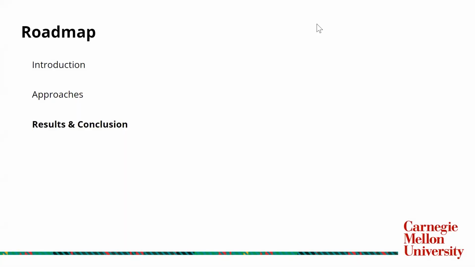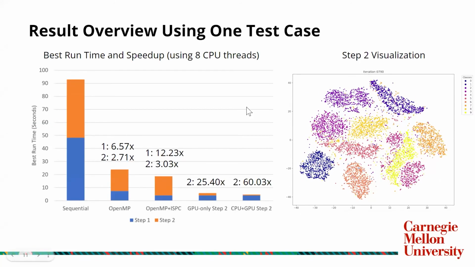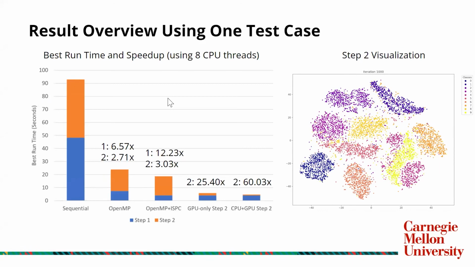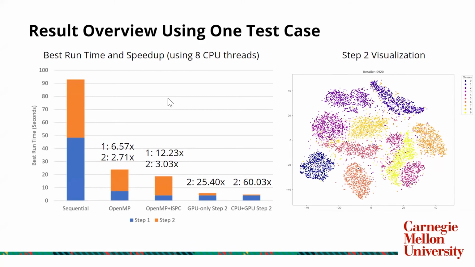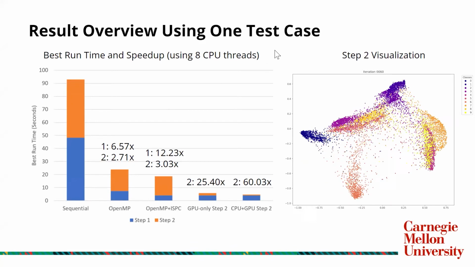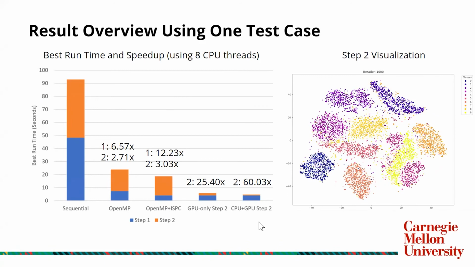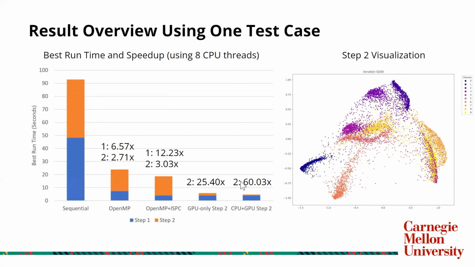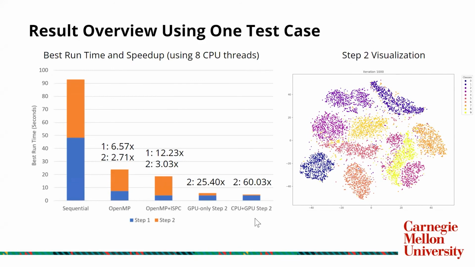Now, let's look at how well our proposed parallelization approaches have performed. So here's an overview using one particular test case with 10,000 points. On the right is the step 2 gradient descent visualization, and on the left is the best runtime and speedup using 8 CPU threads. As we can see, our proposed approaches have achieved very good speedup, up to 60x on step 2 for the CPU plus GPU heterogeneous approach.